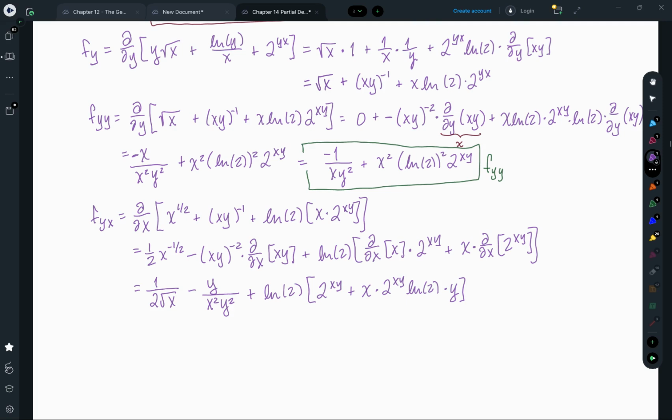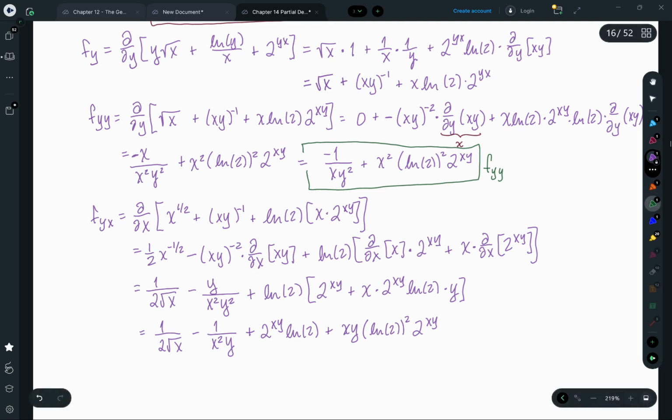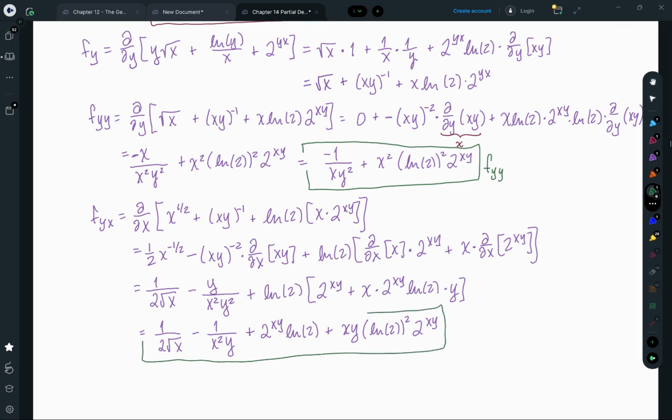Okay, I've got to clean this up quite a bit here. All right, this gives me 1 over 2 square root of x minus 1 over x squared y plus 2 to the xy ln of 2 plus xy ln of 2 all squared times 2 to the xy. So that's what I get on my distribution, and that's about as good as I can make that one. Let's put a box around it and then compare it to f sub xy.